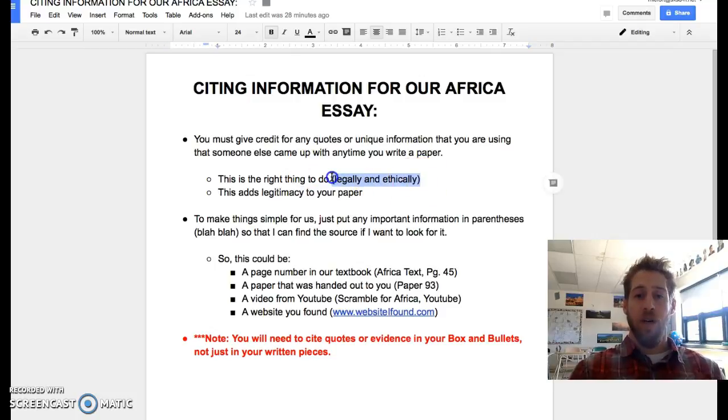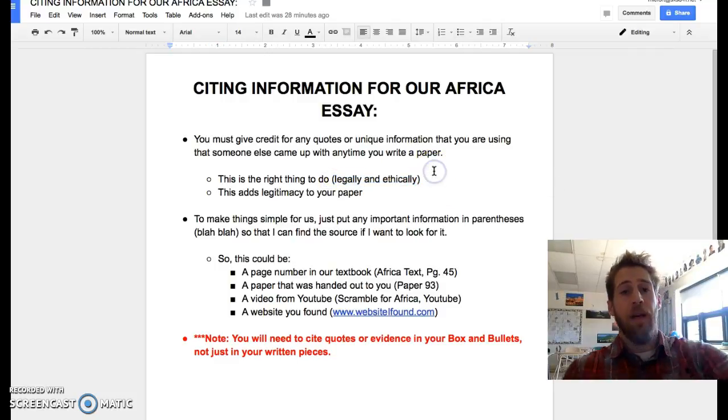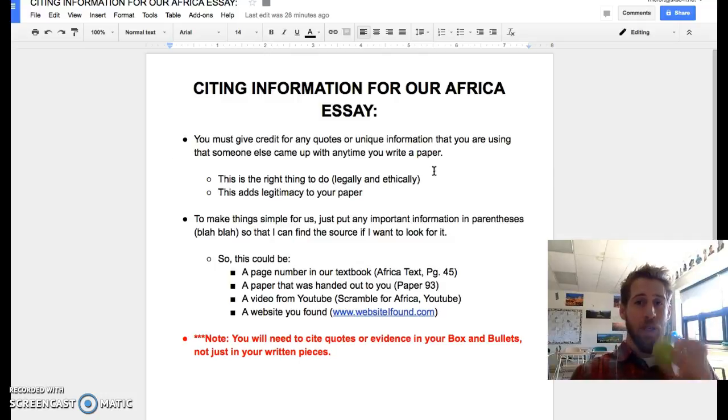For 2 reasons. First of all, legally and ethically, it's the right thing to do. You can't just take someone else's ideas. It's a weird thought, but here's an apple. It's mine. If you took it, you stole it from me. You're in trouble. The same idea, if you take someone's idea and you do not give them credit for it, technically it's stealing. So we want to make sure we get into that practice.